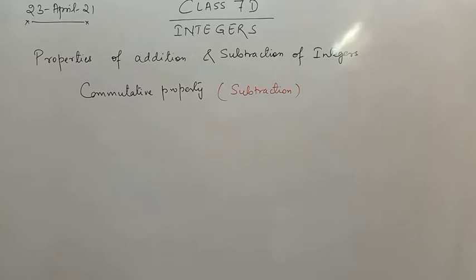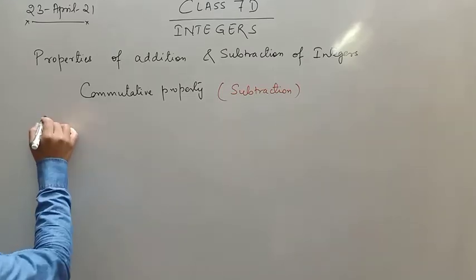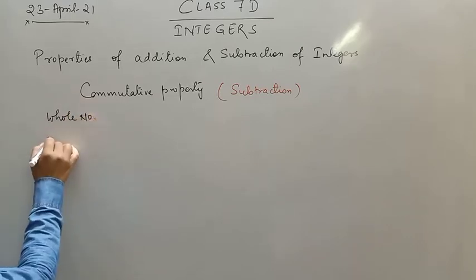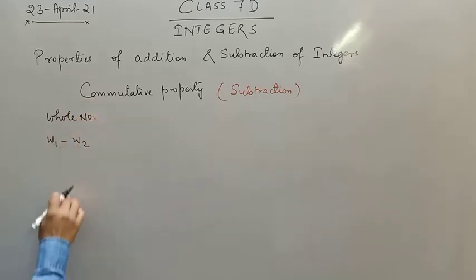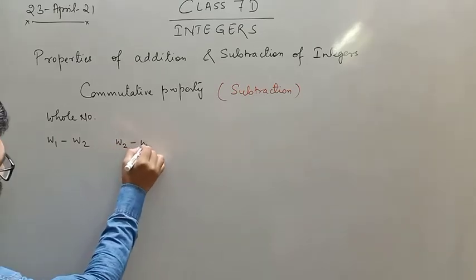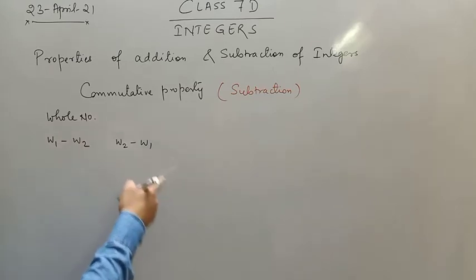Now we will check commutative property in terms of subtraction of whole numbers and subtraction of integers. Okay, so first for whole numbers, let's say W1 minus W2. Should I get the same result if I interchange their positions? I mean W1 minus W2, is this equals to W2 minus W1?